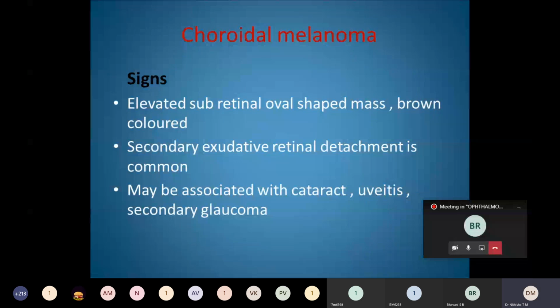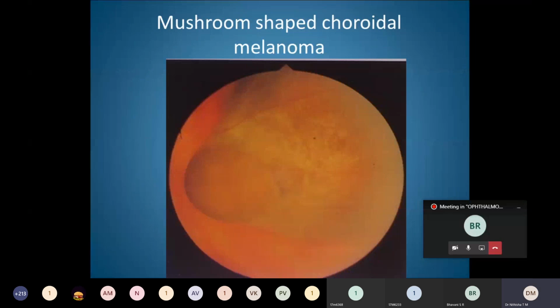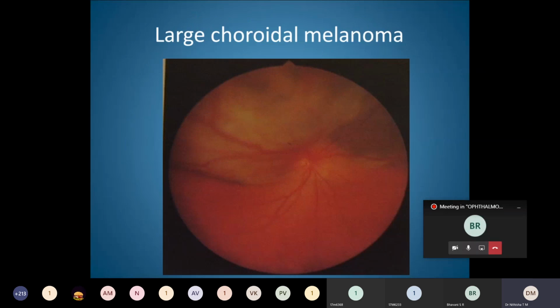Choroidal melanoma can present as an elevated subretinal oval-shaped brown mass. Secondary exudative retinal detachment is very common in this. It may be associated with cataract, uveitis, and secondary glaucoma. This is a picture of melanoma with secondary exudative retinal detachment. This is a mushroom-shaped choroidal melanoma. You can see the mushroom shape inside the vitreous and subretinal space. This is a large choroidal melanoma.